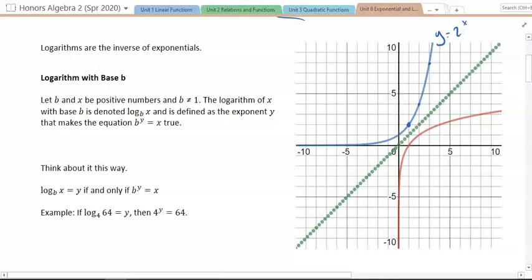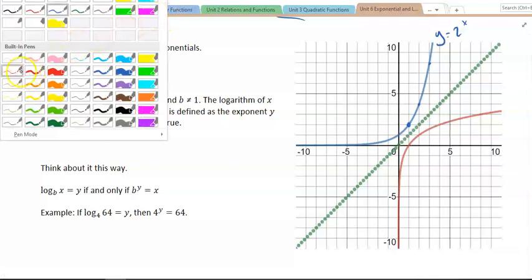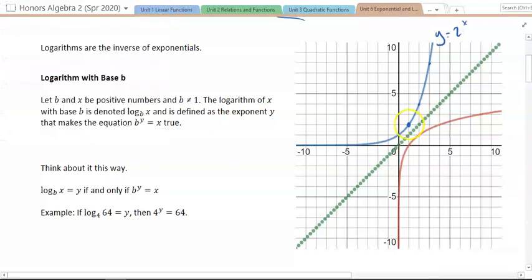Remember that if it's an inverse, the x's and y's switch, right? So if this is 1, 2, then its reflected point is at 2, 1. If this is 2, 4, then we have 4, 2. And if this is 3, 8, then we have 8, 3. And so we see that the blue and the red are inverses of each other. And remember that the green line that goes through, our line of reflection for inverses, is y equals x.